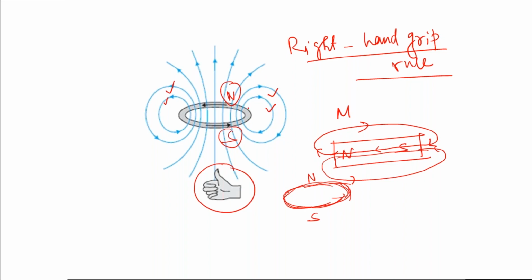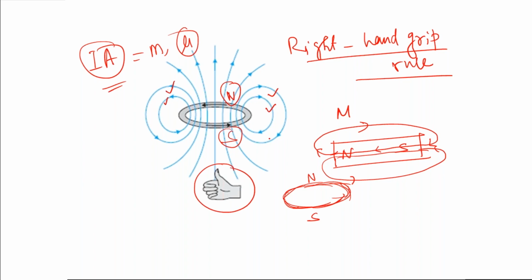Each loop will act as a magnetic dipole also, and the magnetic dipole moment will be defined as I into A, current into area of the loop. This will be denoted by small m, capital M, sometimes mu also. These things again we'll learn, like what is a magnetic dipole, dipole moments, etc., in the later section.